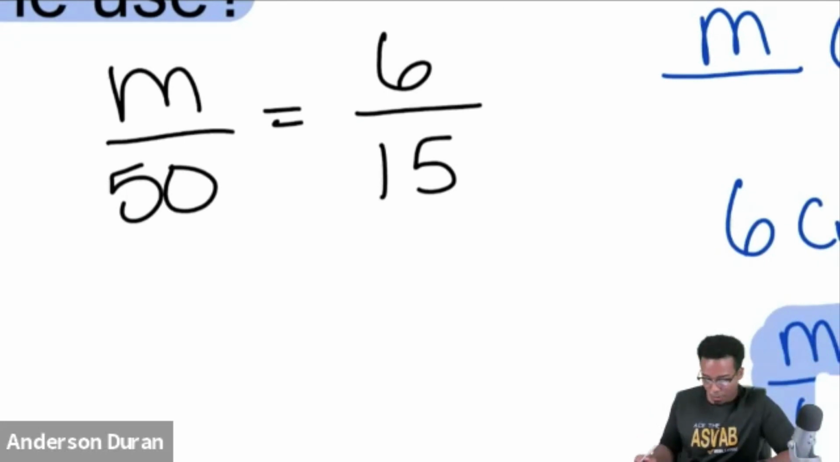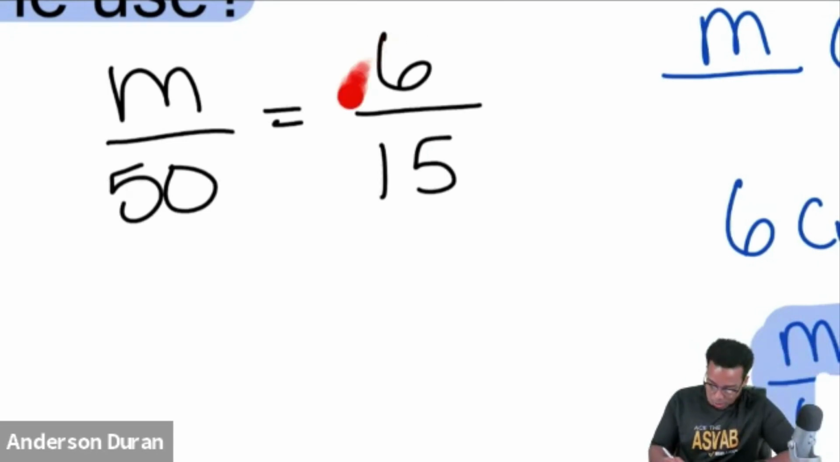We got M over 50 equals 6 over 15. We got the setup right. Now let's go ahead and actually solve it. Oh, before we solve though, what's the question we have to ask ourselves? After we set it up, but before we solve, can we what? Simplify. That's right. Thank you guys for paying so much attention. That's what I love to see. There we go. Can we simplify? And the answer is yes.